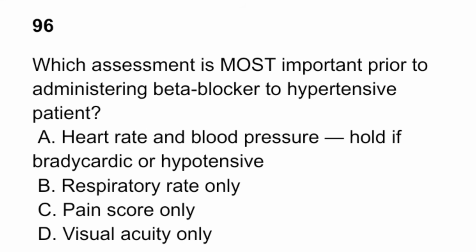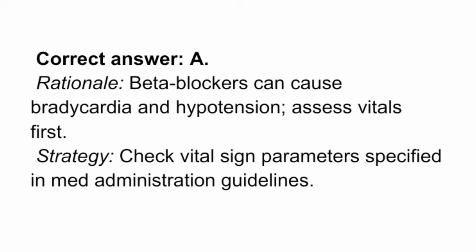96. Which assessment is most important prior to administering a beta blocker to a hypertensive patient? A. Heart rate and blood pressure, hold if bradycardic or hypotensive. B. Respiratory rate only. C. Pain score only. D. Visual acuity only. Correct answer, A. Rationale: beta blockers can cause bradycardia and hypotension, so assess vitals first. Strategy: check vital sign parameters specified in medication administration guidelines.